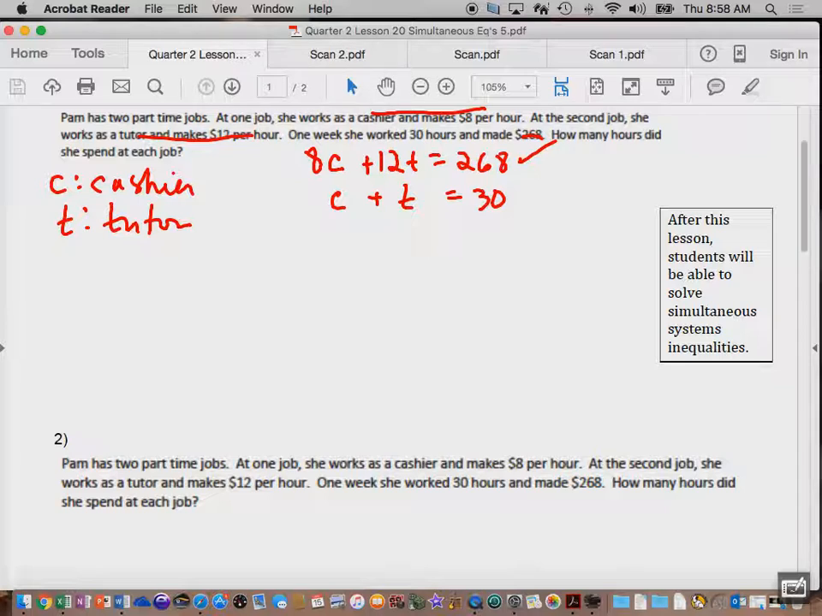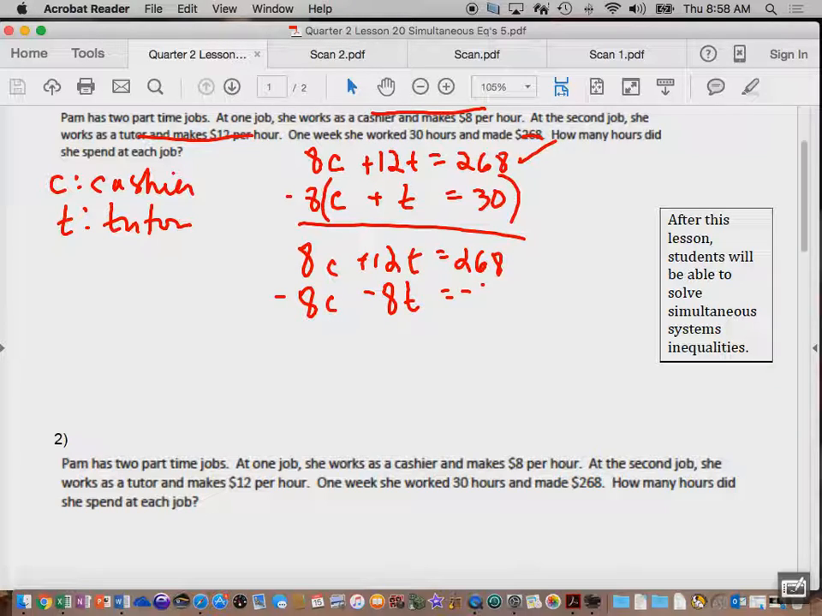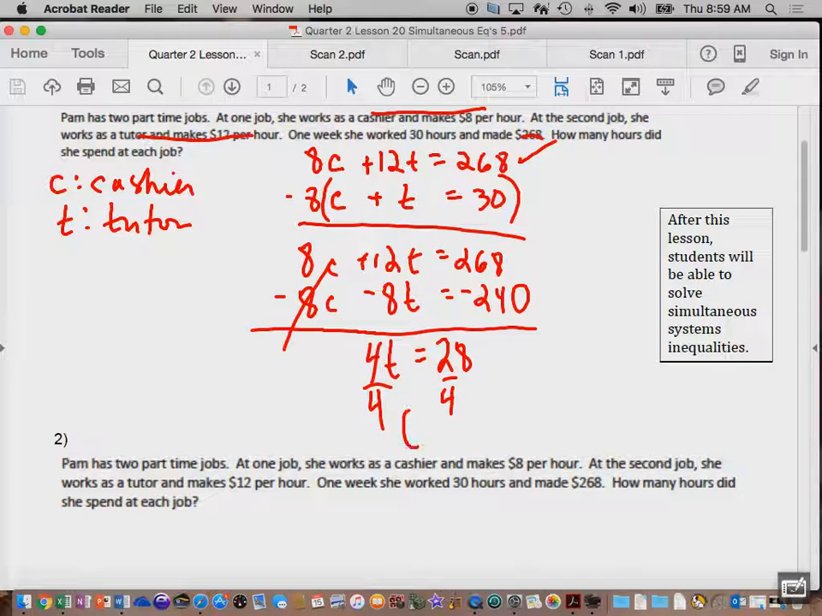Now, I'm just going to start this. I'm not going to finish it. So the top one is 8C plus 12T is 268. The bottom one is negative 8C minus 8T is negative 240. 4T is 28. And then I divide by 4. T is 7. I can actually finish it. It's easy enough. They all add up to 30.